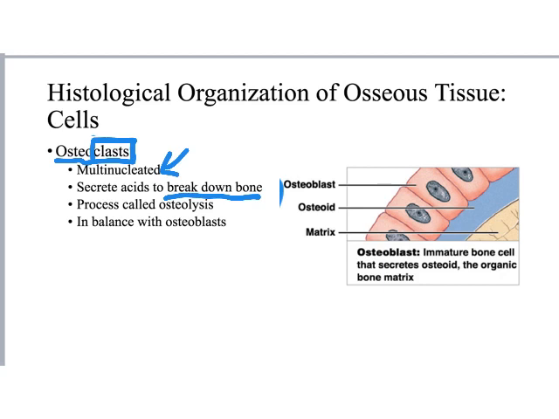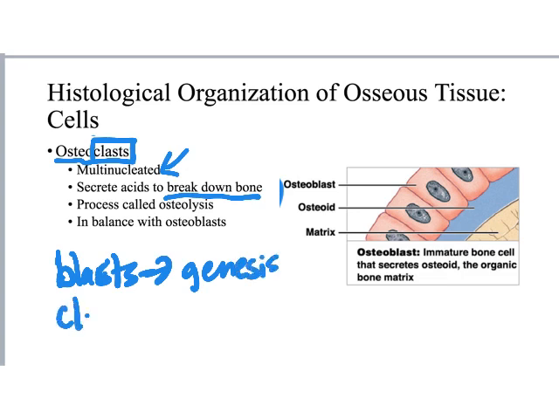Just like we talked about osteoblasts and making new bone, we said osteoblasts created new bone, and we call that osteogenesis, right? So here we're going to have osteoclasts. They're going to break down bone, and that's going to be osteolysis. And of course, they're going to be in balance.